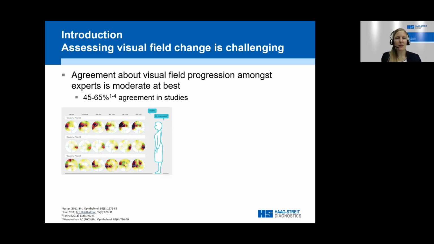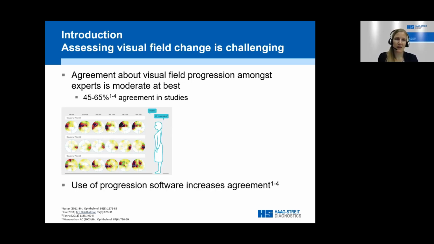And then it doesn't come as a surprise when you look at studies, expert agreement on visual field progression is very moderate, something between 45 and 65% agreement in studies. But there's a couple of studies from about 10 years ago that really say if you use a progression software, you significantly increase agreement amongst experts, because you standardize the way you look at patients.